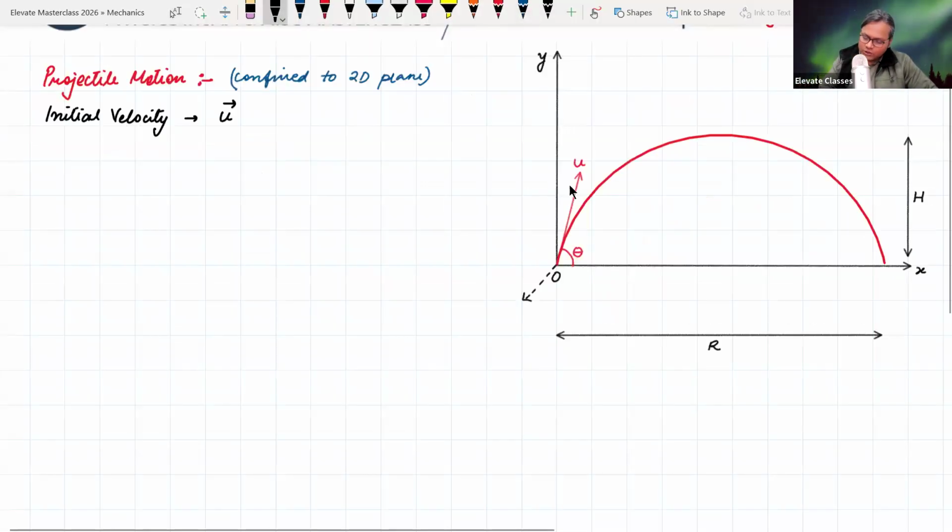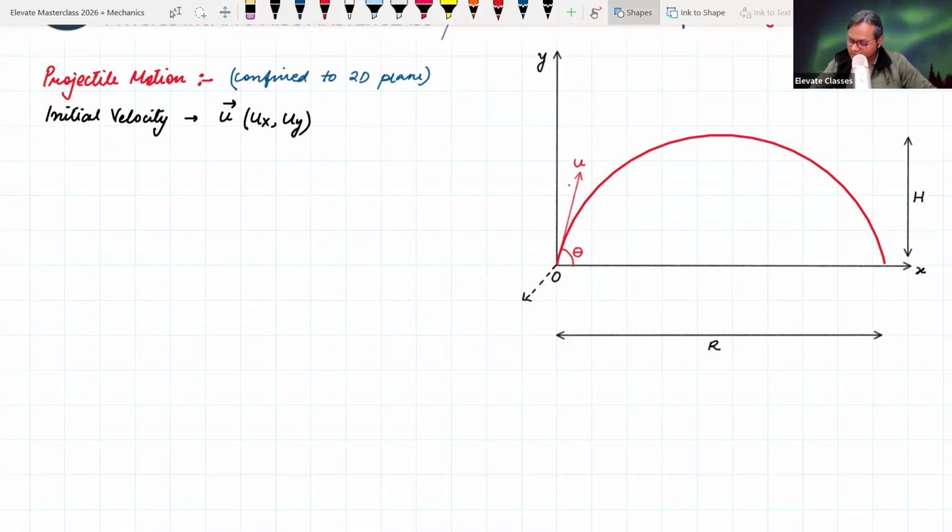In that kind of a scenario, you have the initial speed u that has components ux and uy. So ux uy अगर आपके पास है, so that means the speed along the x-axis, this is nothing but ux. The speed along the y-axis, this is uy. So it is clear from here what is ux. Ux is equal to u cos theta. Okay, and uy is equal to u sin theta.